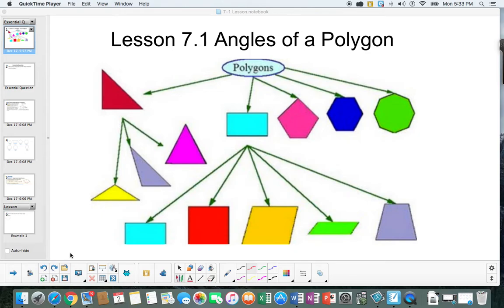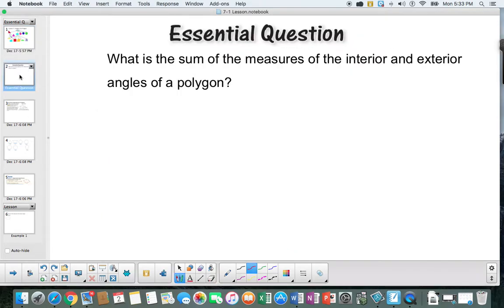Lesson 7.1, Angles of a Polygon. Essential question: what is the sum of the measures of the interior and exterior angles of a polygon?